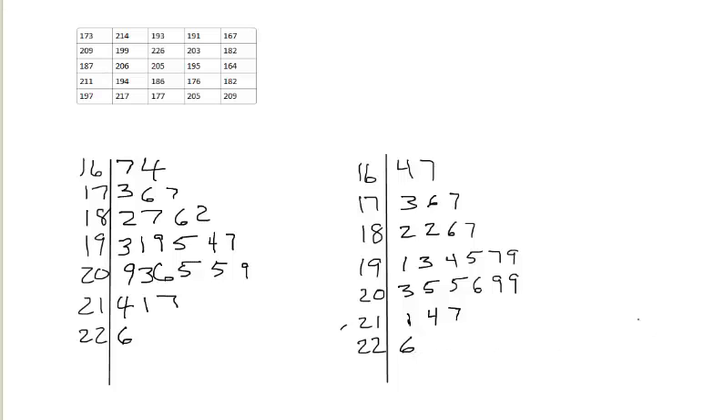So now we have a finished stem and leaf plot. It's also important that we give a key for our final stem and leaf plot. So we're going to say key, and I'm going to say that 16|4 is equal to 164. That allows people to understand what your numbers mean in your stem and leaf plot. And that's how you construct a stem and leaf plot.